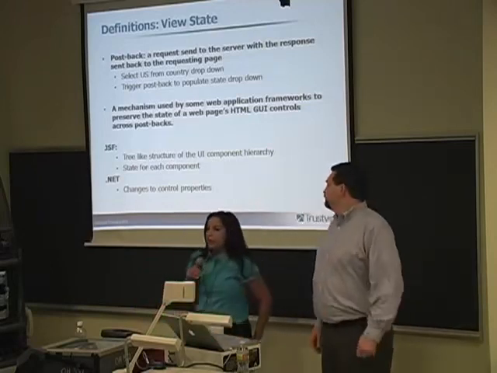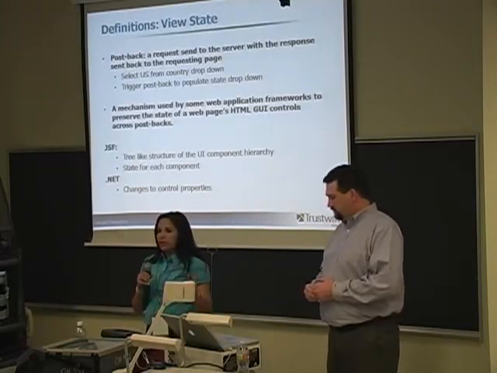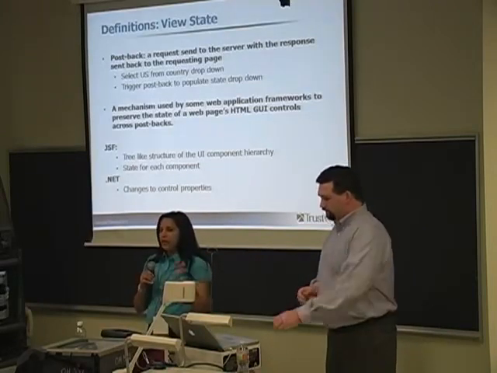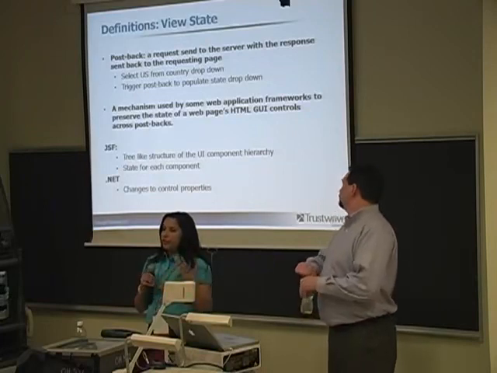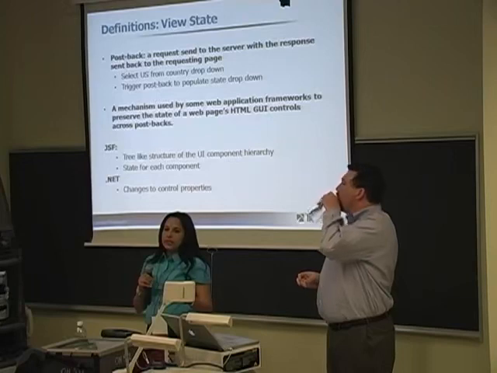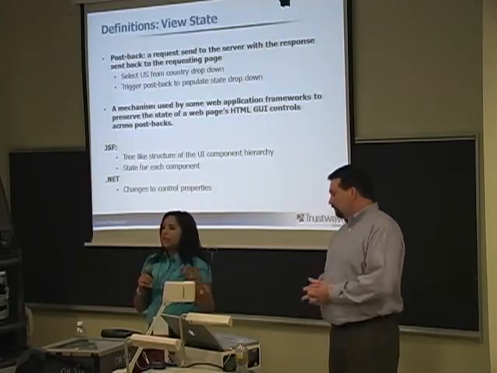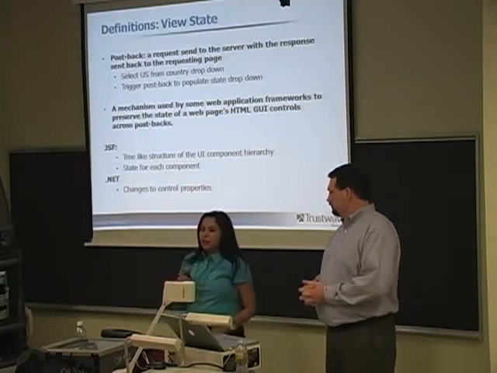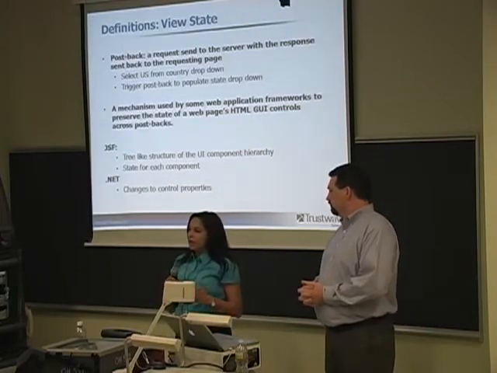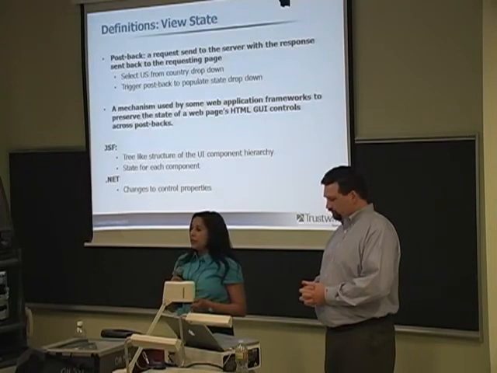Okay, so web pages nowadays tend to be highly dynamic. Instead of request and response, where the response is sent back to a different page, web pages now issue postbacks. So a user selecting a country from a drop-down might trigger a postback to populate the states for that country. As a consequence of postbacks, applications now need to remember the state of the GUI controls on that page. And the mechanism they use to do that is called the view state mechanism, so view of the state.